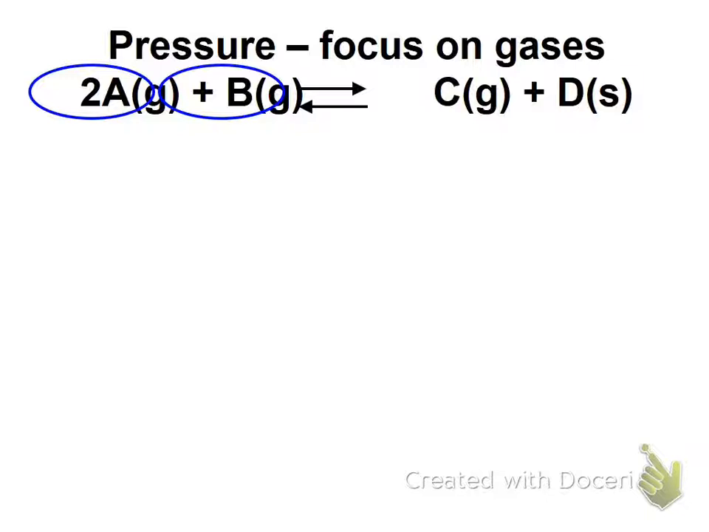Can you count the number of gases on the right side? How many are there? 1. There is 1. Why does D not count? It is a solid and not a gas. And so if I could actually total everything together, I can say that there are 3 moles of gas on the reactant side, but there's only 1 mole of gas on the product side. Are we okay with this?